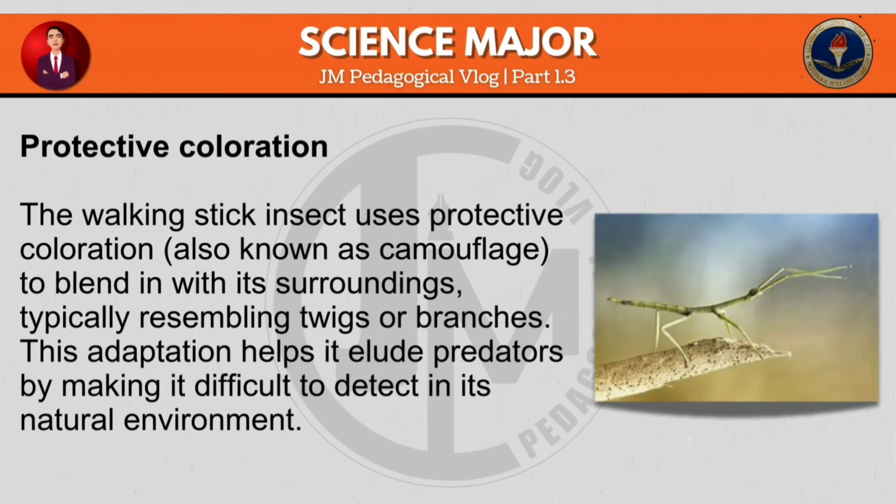The walking stick insect uses protective coloration, also known as camouflage, to blend in with its surroundings, typically resembling twigs or branches. This adaptation helps it elude predators by making it difficult to detect in its natural environment.